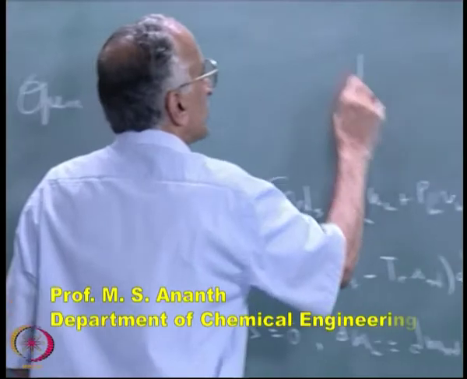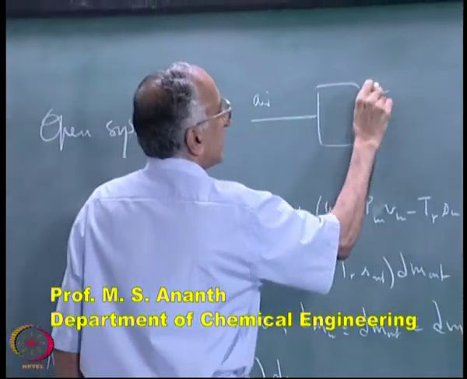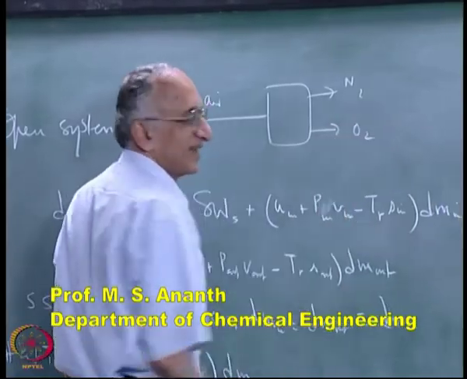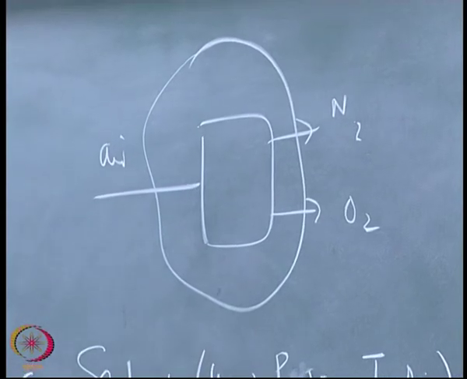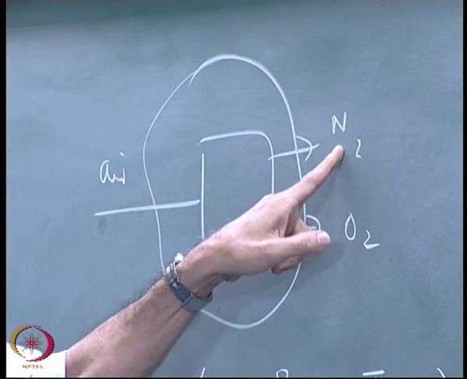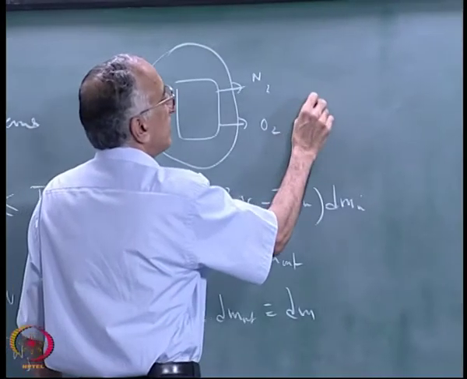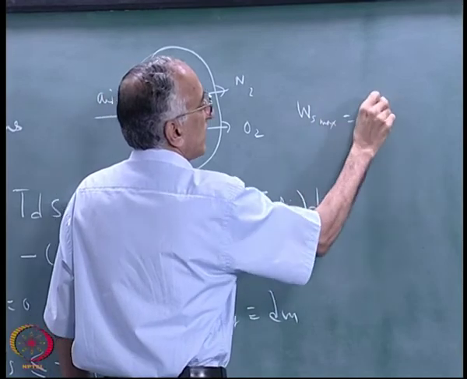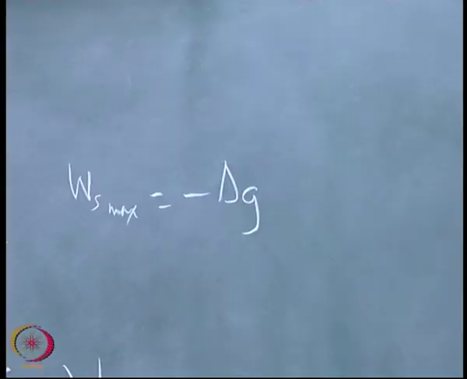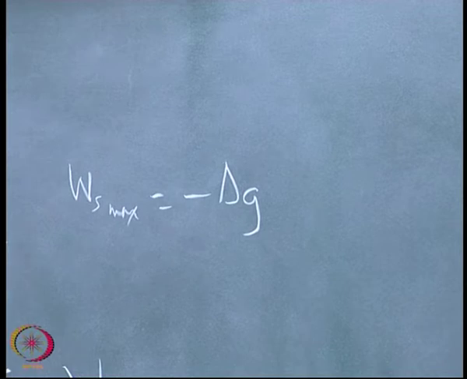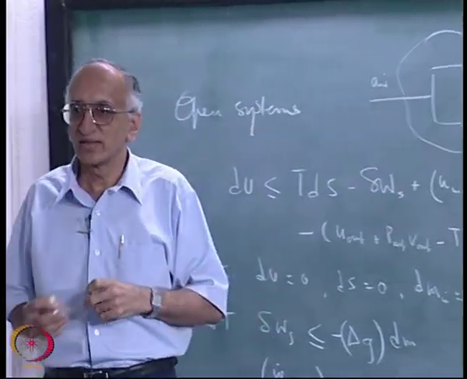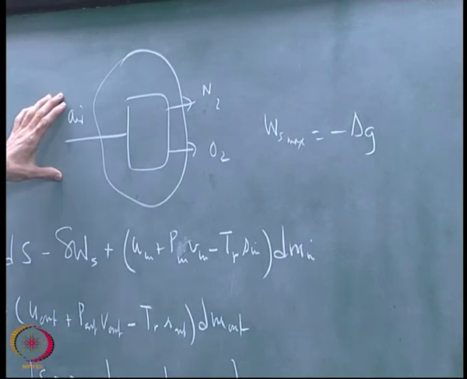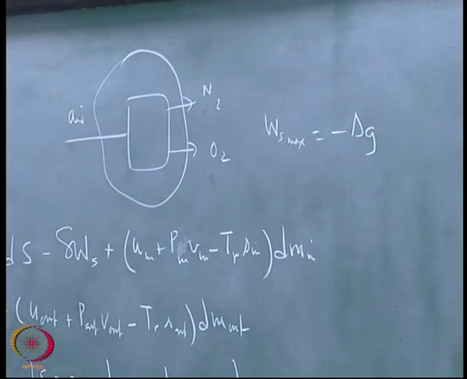And you go and tell him, this is your process, air, nitrogen, oxygen, and you say the work done in the whole process. This is actually a factory, it has got all kinds of things coming in, going out. Each of these is at 25 degrees, 1 atmosphere, and you say WS max that you have to put in is minus delta G. It means X1 times G1 for nitrogen plus X2 G2 for oxygen minus that for air. So if you know G for air as a function of composition, you are through with the calculation, and you can write the answer in 2 minutes.